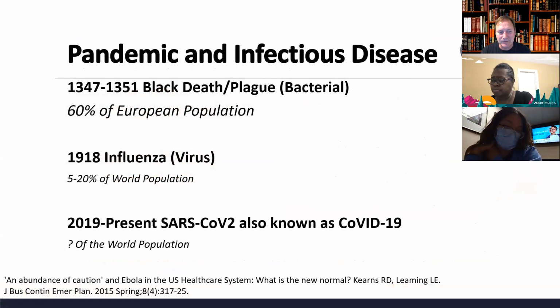The 1918 influenza killed between 5 to 20% of the world population. We certainly don't think we're going to end up anywhere near that with SARS-CoV-2, also known as COVID-19. But it will be substantial. There will be significant loss of life.